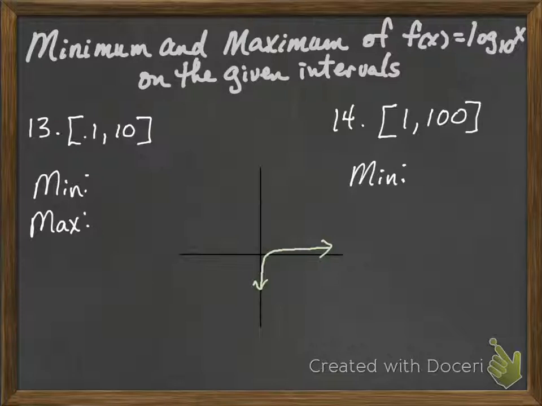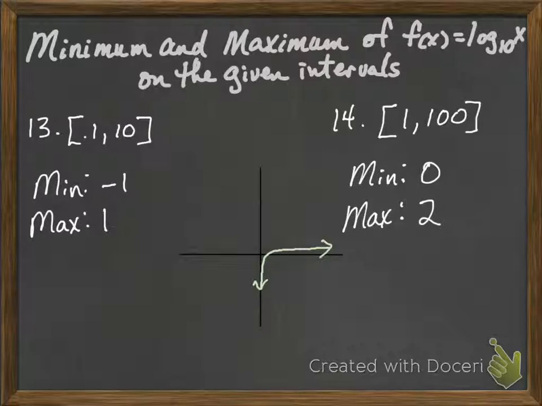So, at 0.1, my y is negative 1. And at max, at 10, my y is just a whole positive 1. Then for 14, at 1, my y, or my exponent, is 0. My minimum is 0. At 100, my maximum is 2.